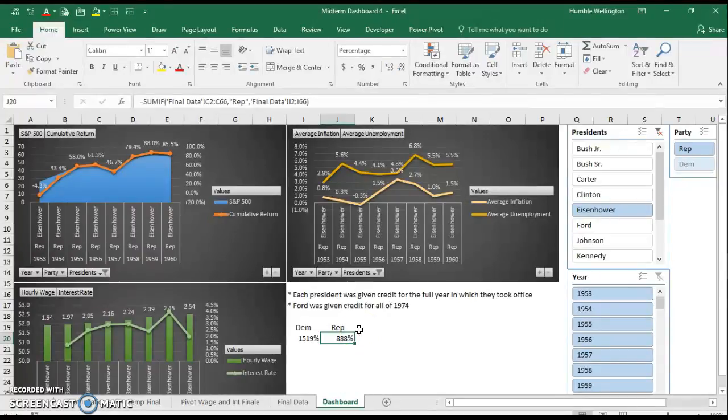Interesting to see that. I think a similar study was also done using the Dow Jones Industrial Average, and the numbers were also leaning towards the Democrats. So, interesting observation there. So, thank you all, and that's my project.